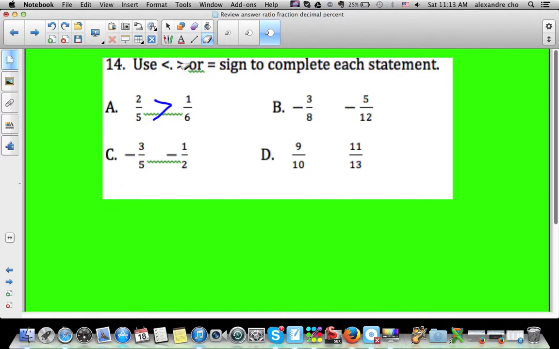So where was that? That one is greater. Okay? C, negative 3 over 5 and negative a half.